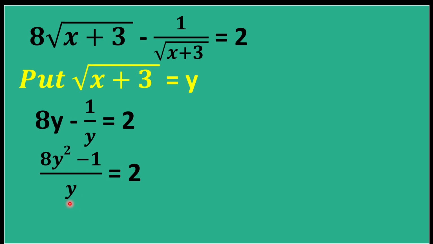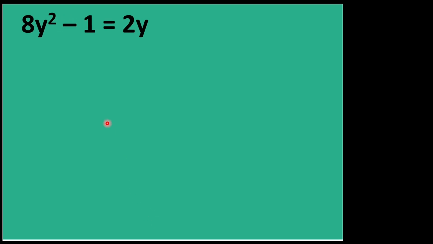Now we will multiply this y with this 2. So the whole equation will become 8y square minus 1 equals 2y. And now we will send this 2y on the other side of the equation. So the equation will become 8y square minus 2y minus 1 equals 0. And now we will factorize this.